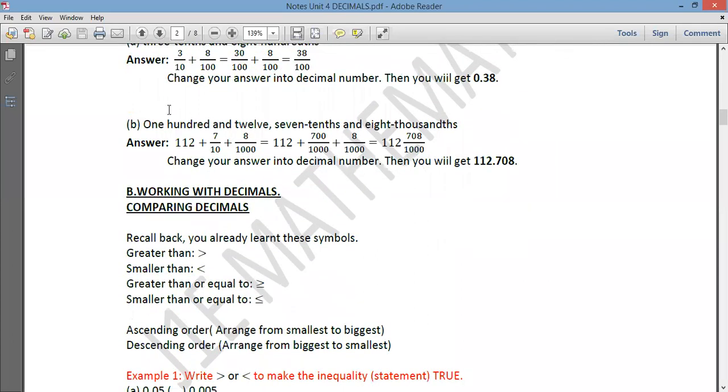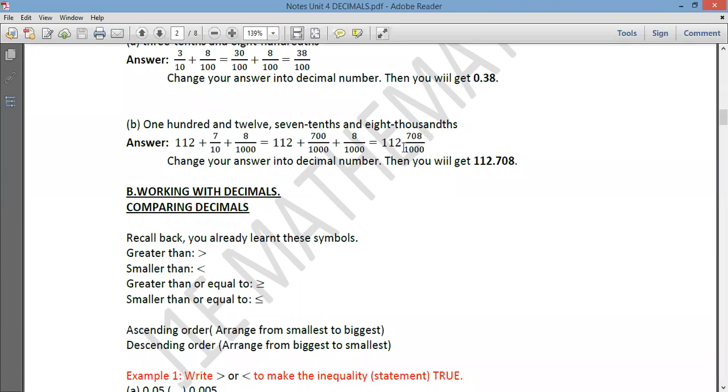So B, 112. You see, this is a whole number. So you can directly write 112 plus 7 tenths. This is the ordinal number tenths. So tenths is your denominator. Then 7 will be your numerator. And then you plus 8 thousandths. So 8 over 1,000. So you add these three terms together, and make sure if there are fractions, change them into the same denominator, then you get this one.